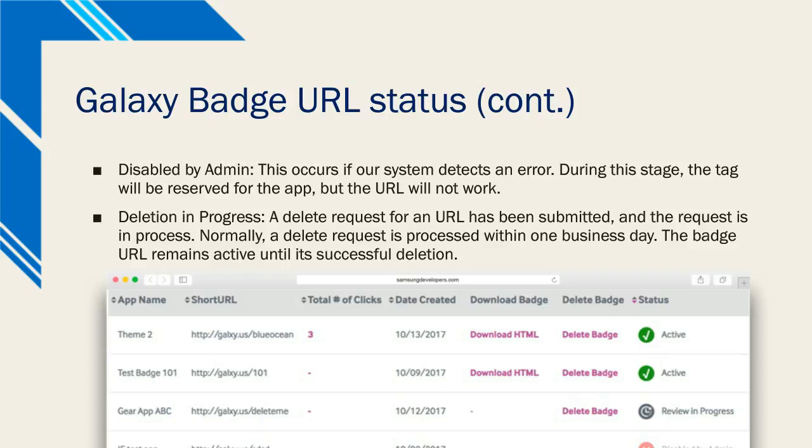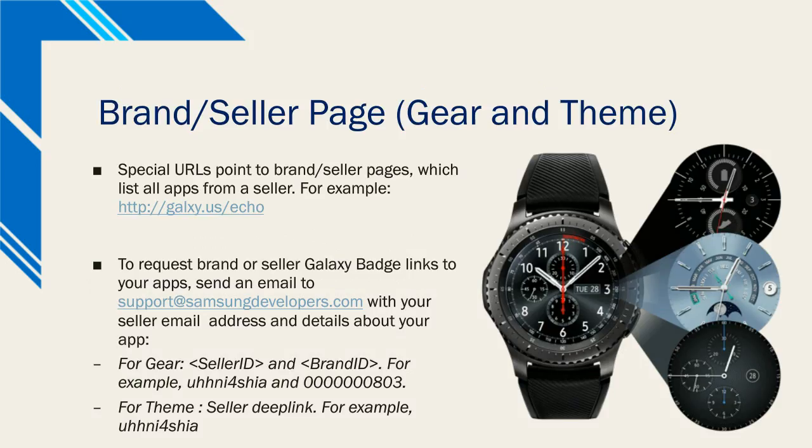Now, once your email campaign is over and you no longer want to use that Galaxy URL, you can submit a request for deletion, and we confirm it again with you before deleting it. So you'll see deletion in progress, and after 1 business day, your URL will be deleted. Note, once the URL is deleted, you will no longer be able to access the click-through data, and the tag that you were using will become available for others to use. So that's one thing to take into consideration before you think of deleting any of the Galaxy Batch URLs.